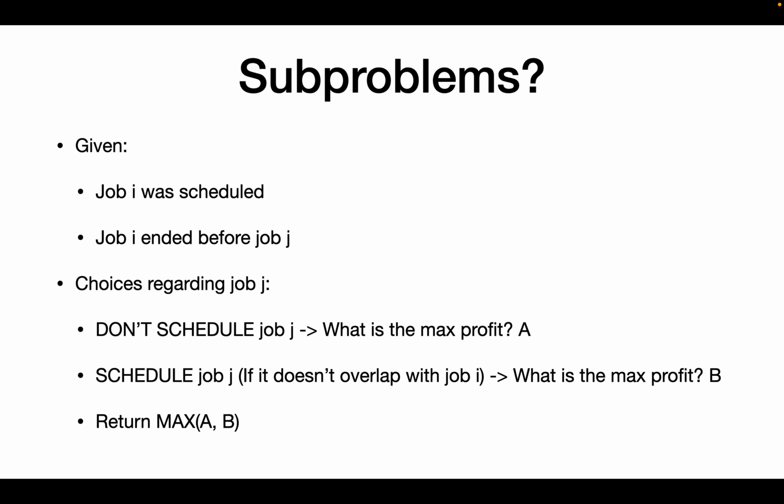The exact same properties are given at each point in the recursion, and we have the same choices. The only difference now is that when we make a choice, we want to find out what would be the max profit from making that choice. Like from that point onwards, what's the max amount of money we can make? And then we return the max of those two choices, scheduling or not scheduling.